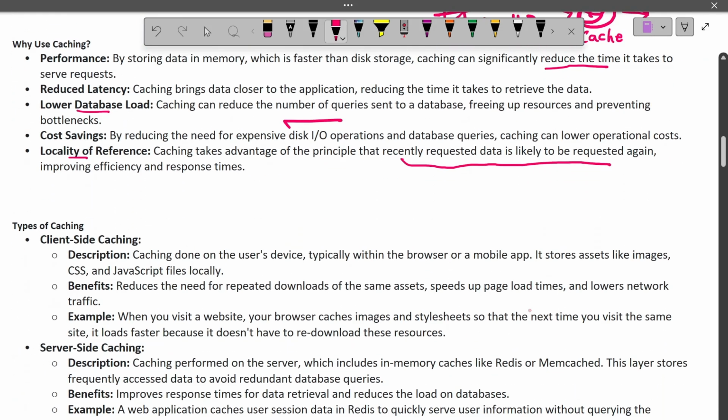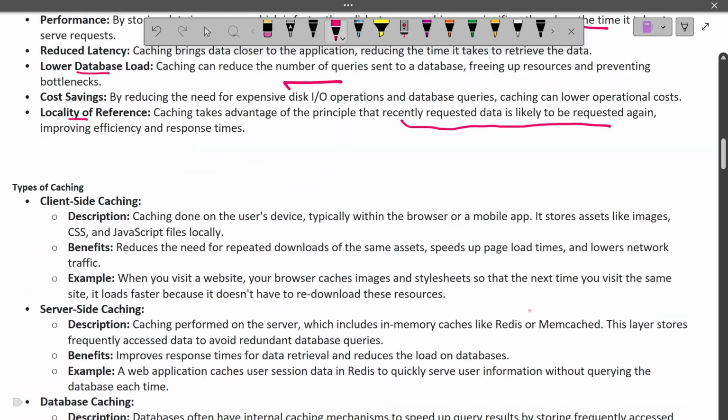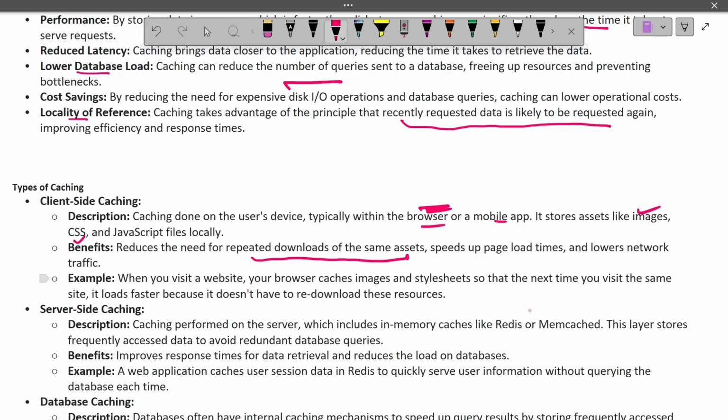Moving on to the types, we have 5 types: client side, server side, database caching, CDN caching and distributed caching. Client side is mainly when all your static assets, your images, anything required to serve the static websites, are stored on the client side browser or the mobile app itself. When we used to play around with mobile app development, we might have seen this. We do this because we don't want repeated downloads of the same assets to happen. So we try to cache it on the end user's browser only, so that the next time you visit the site, it will load faster. So this is client side caching.